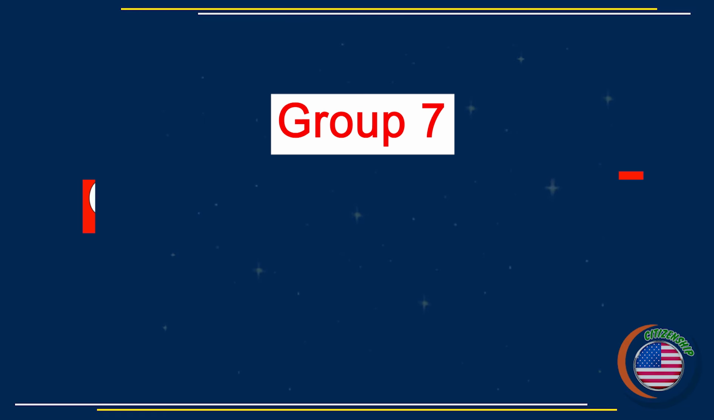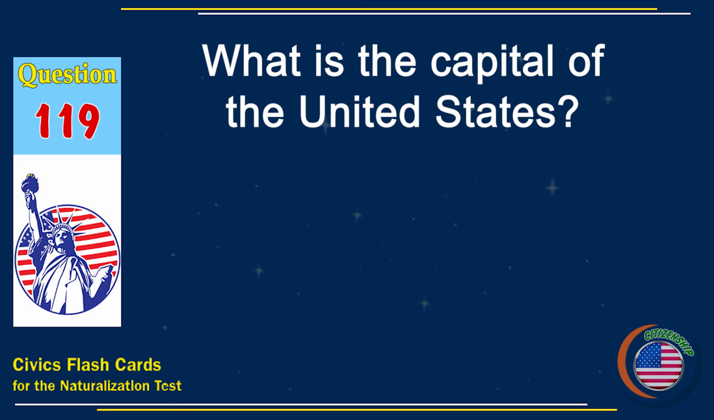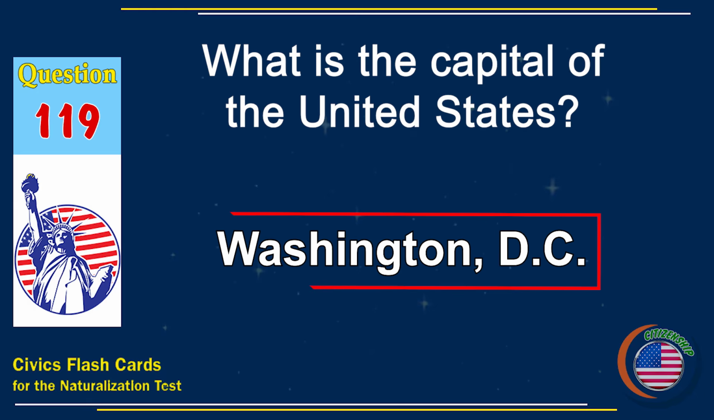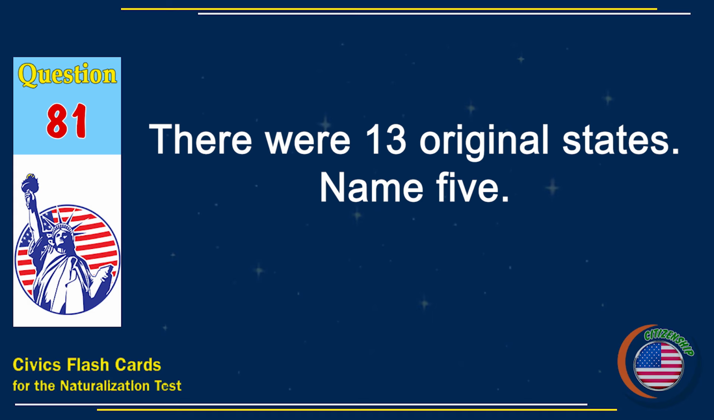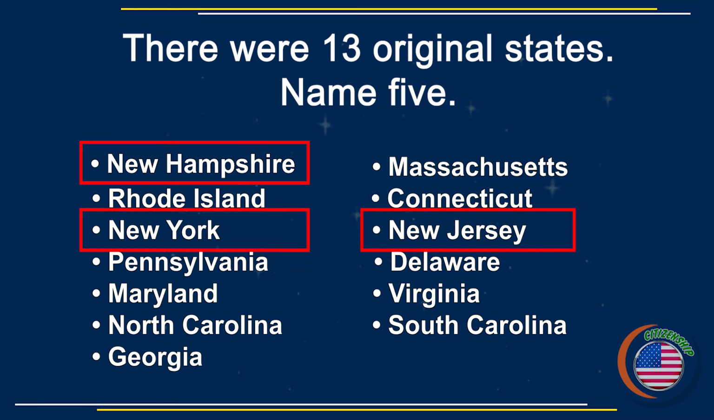Group 7. Geography and symbols. What is the capital of the United States? Washington, D.C. There were 13 original states. Name 5. New Hampshire, New York, New Jersey, North Carolina, South Carolina.